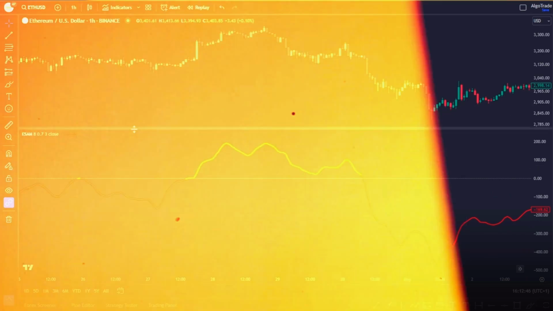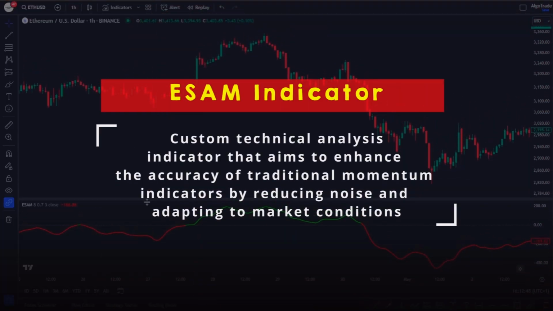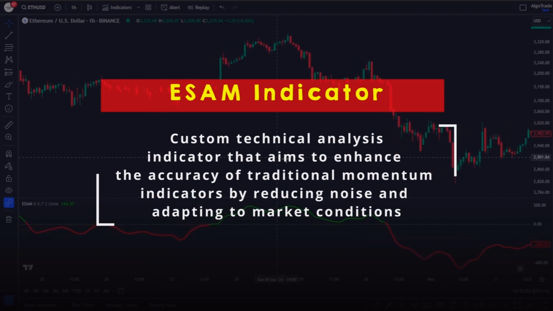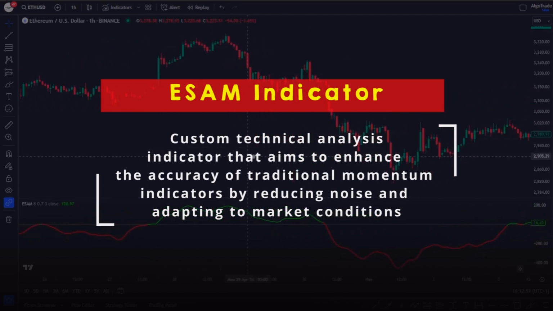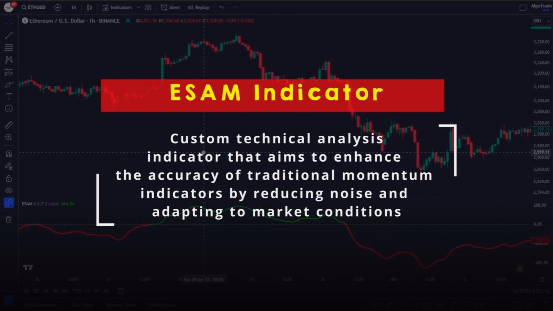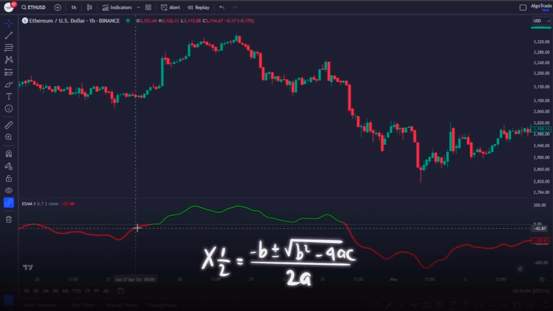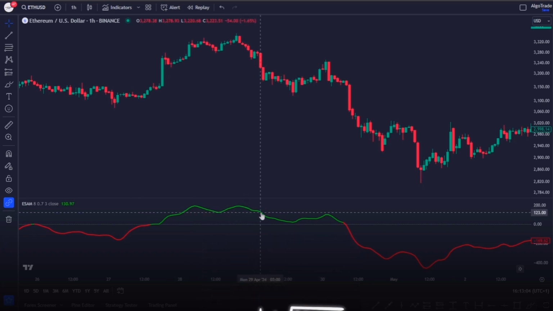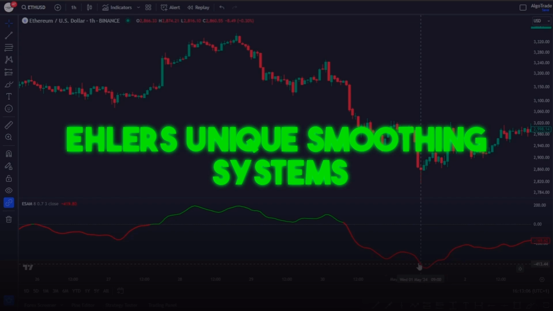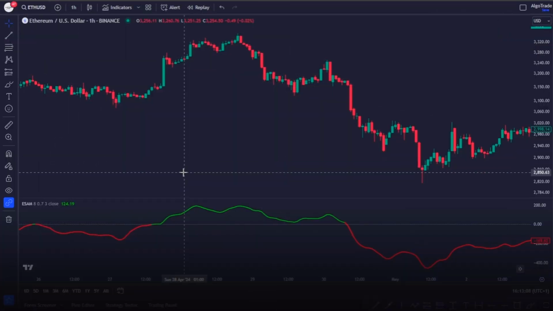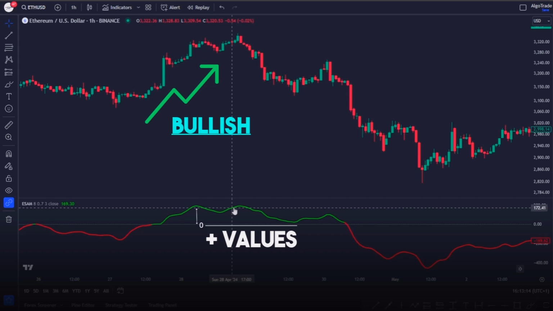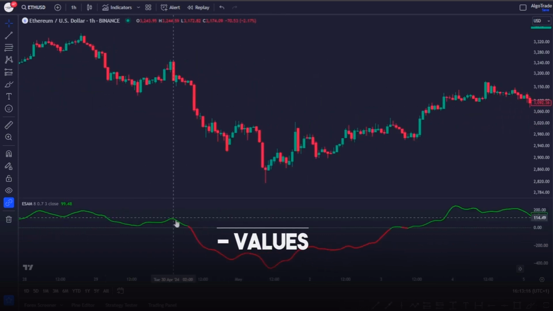By definition, the ESAM is a custom technical analysis indicator that aims to enhance the accuracy of traditional momentum indicators by reducing noise and adapting to market conditions. It achieves this through advanced mathematical calculations, including the Heller's unique smoothing systems. The indicator produces a line that oscillates around a zero level, with positive values indicating bullish momentum and negative values indicating bearish momentum.